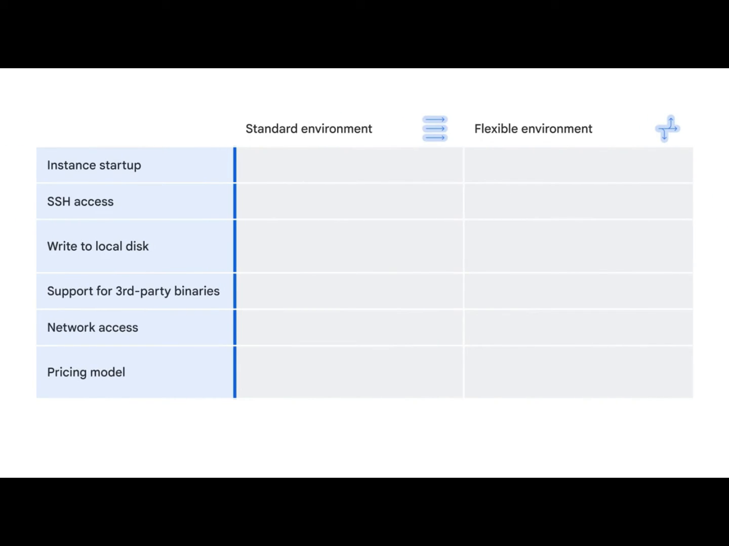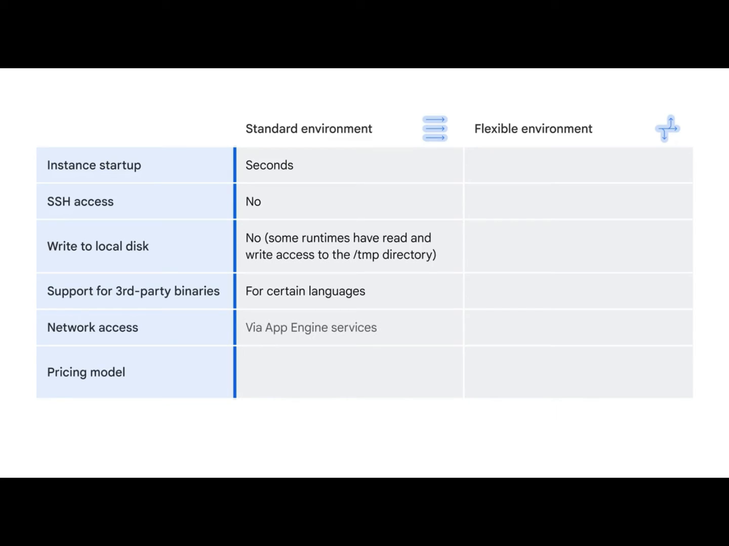So, how do these two environments compare to each other? Let's start with the standard environment, which is fast. It starts up instances of your application in seconds, but you have less access to the infrastructure in which your application runs. With the standard environment, you can't use SSH to connect to the virtual machines on which your application runs, and you can't write to a local disk. The standard environment does support third-party binaries for certain languages, and you can use App Engine to make calls to the network. Finally, in terms of pricing, after a free tier usage, you pay per instance class with automatic shutdown.